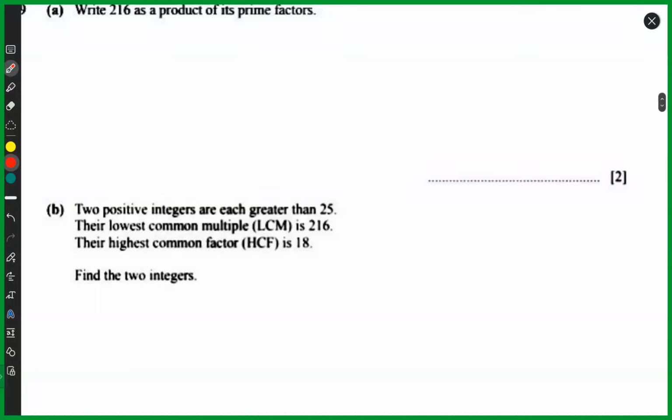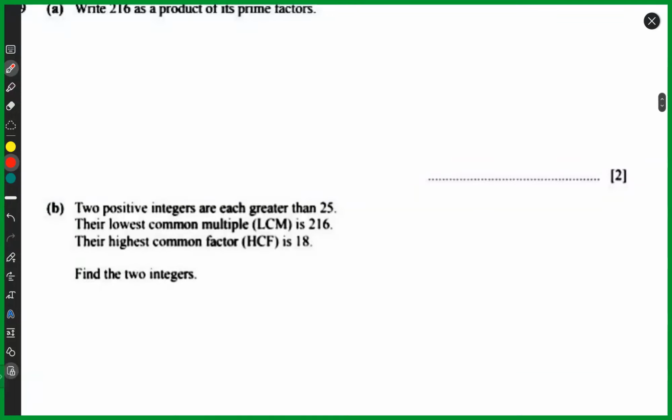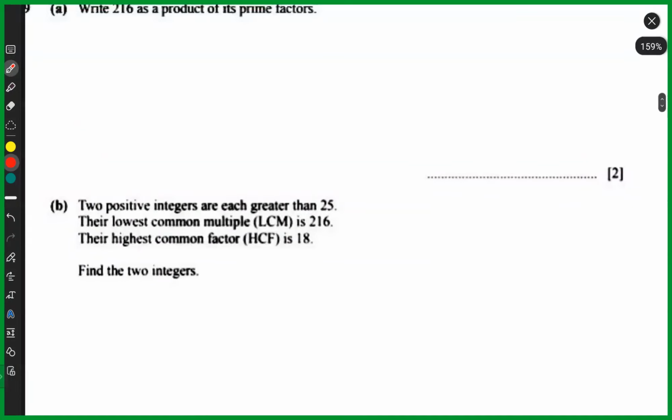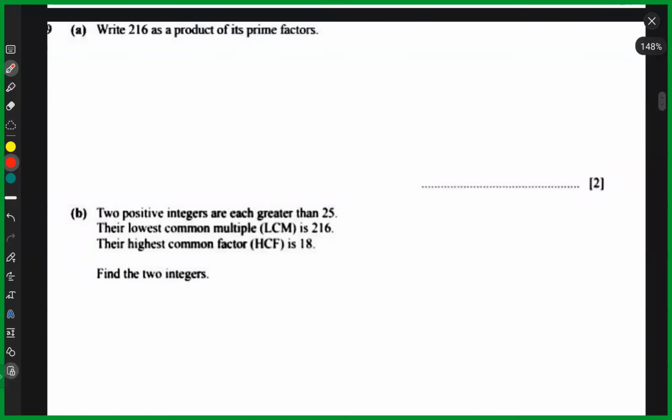Let's talk about a few past paper questions from the topics that we have already covered, and then we will talk about some other stuff as well. Now, this is basically the ninth question from an exam, and it says write 216 as a product of its prime factors. It is easy, but still for the sake of completeness, since we need to do the second part, let's do the first part as well.